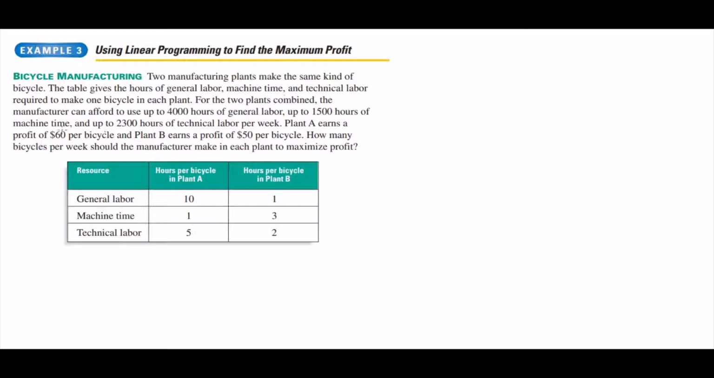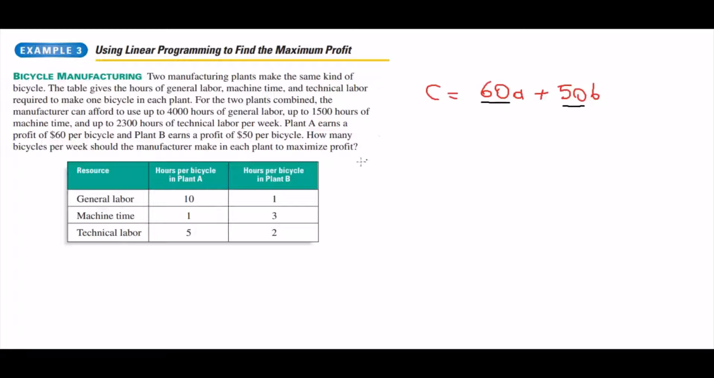So we know that bicycle A is $60 per bicycle. So our objective function will be 60A plus 50B. So this is the rate of bicycle A and this is the rate of bicycle B. Since we are aiming for the maximum profit, their sum will be our objective function. Now let's go ahead and write the constraints.